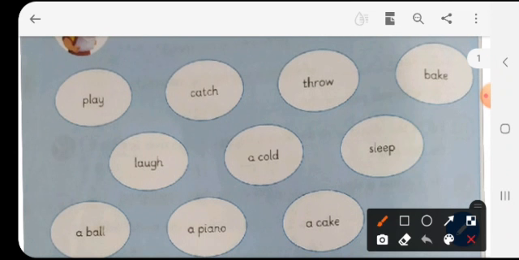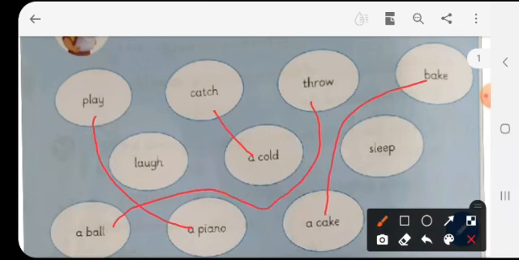Now, play. We can say play a piano. Then catch a cold. Then throw a ball. Then bake a cake. Laugh and sleep don't have any objects.